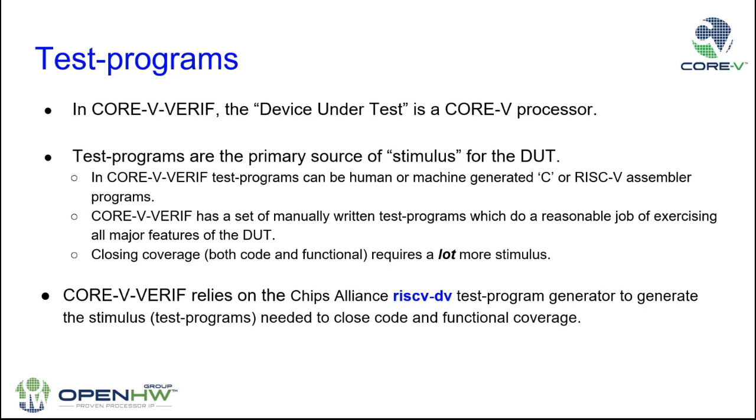But if you're going to be serious about verification and close your functional and code coverage, you're going to need a lot more stimulus. So we rely very heavily on riscv-dv from the CHIPS Alliance team. Typically, to close coverage, we're looking at tens, maybe hundreds of thousands of test runs. And we're certainly not going to generate that many test programs by hand. So automatic generation of a test program is key to the operation of our verification environment. Next slide.